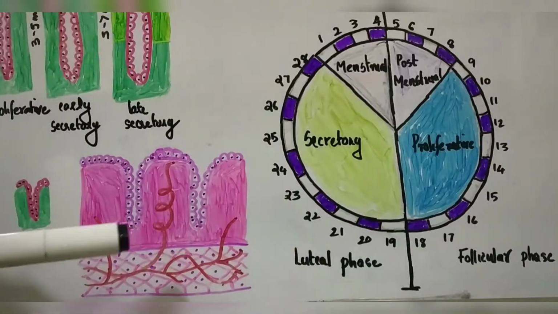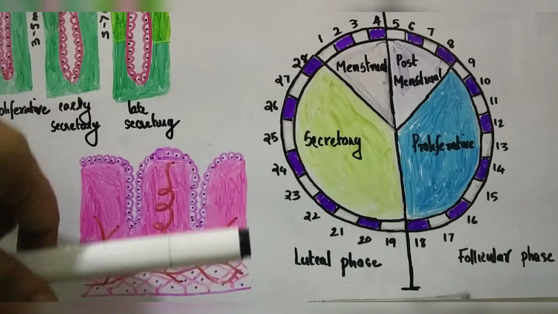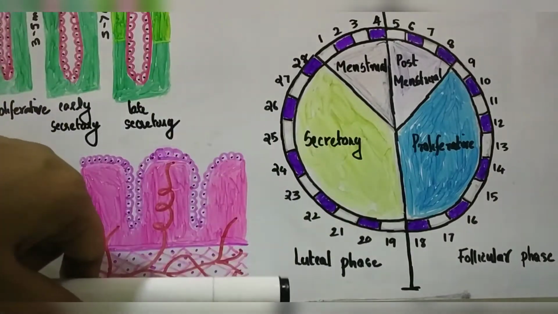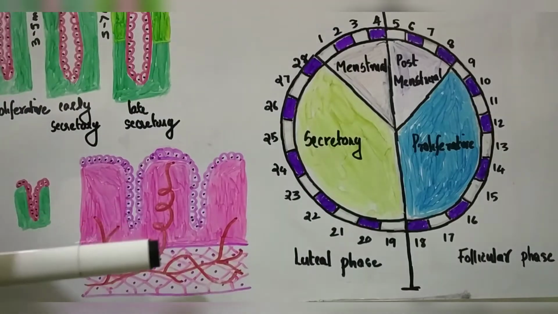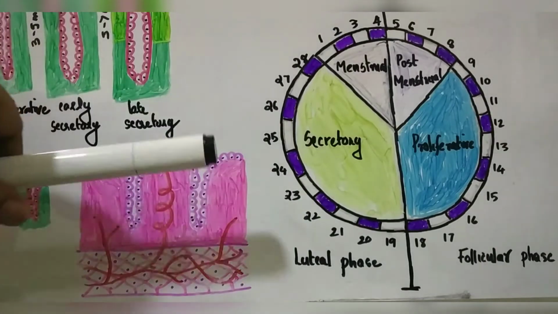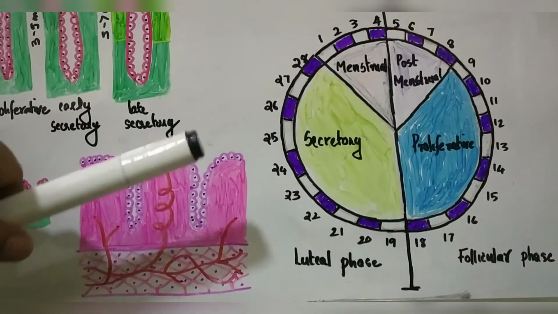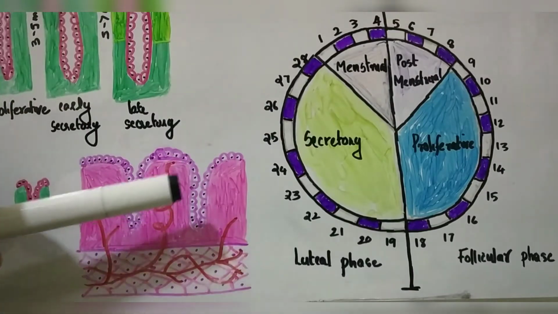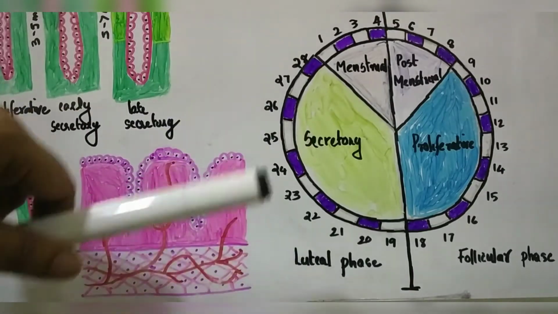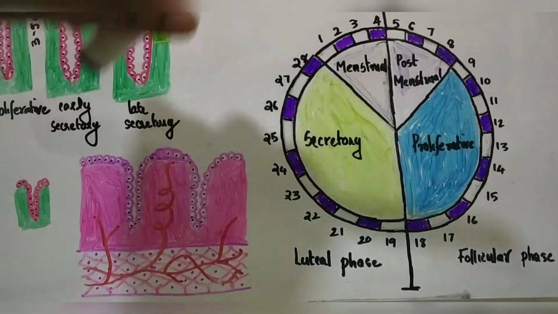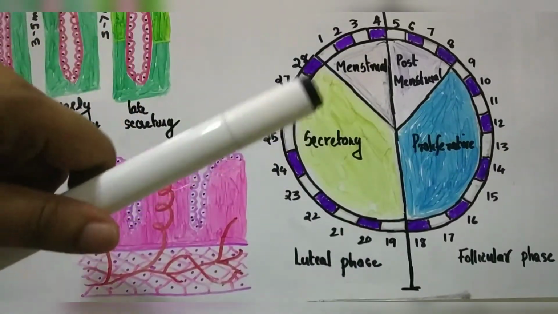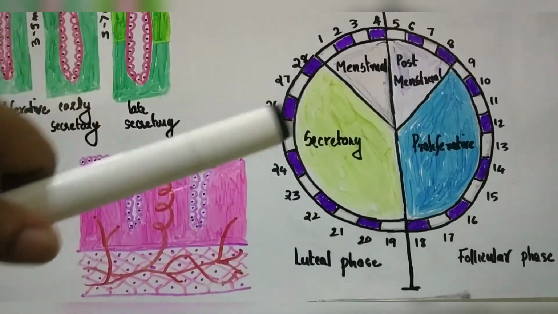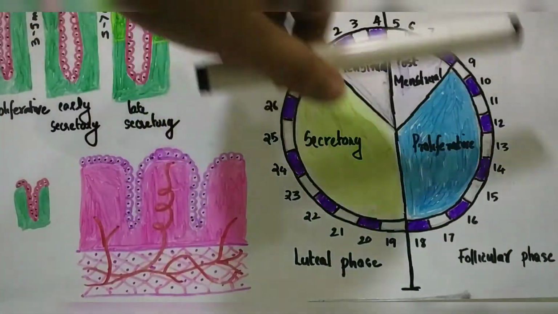In the previous section we have already discussed the layers of the uterus. The outermost is the perimetrium, the middle layer is the myometrium, and the innermost is the endometrium, and the endometrium is the layer which undergoes the cyclical changes during the menstrual cycle. Usually it is a 28-day cycle, but it can extend up to 45 days. So it is usually a 28-day cycle.